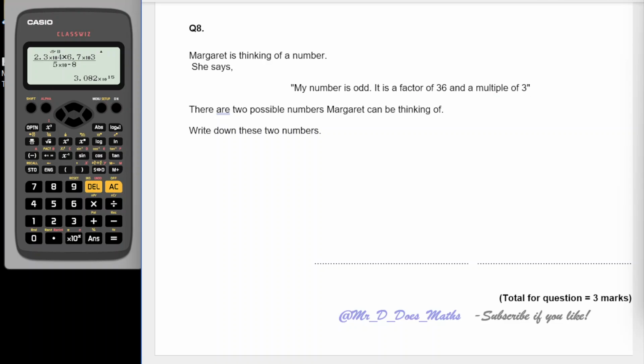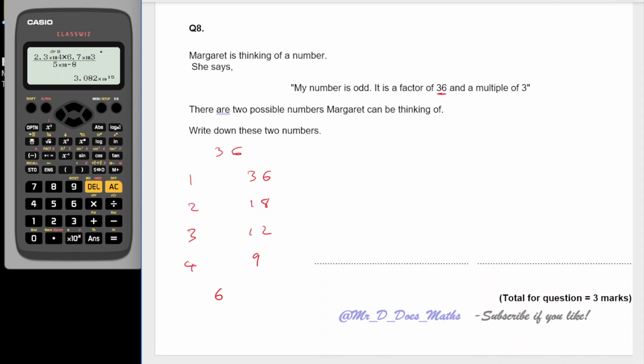One of these has a specific number of values. So odd numbers can carry on forever, multiples of 3 can carry on forever. So it's the factors of 36 that's really going to be my determining value here. So if I write down the factors of 36, I've got 1 and 36, 2 and 18, 3 and 12, 4 and 9, 6 and 6.